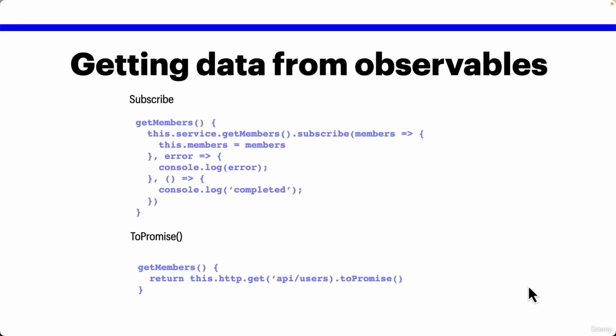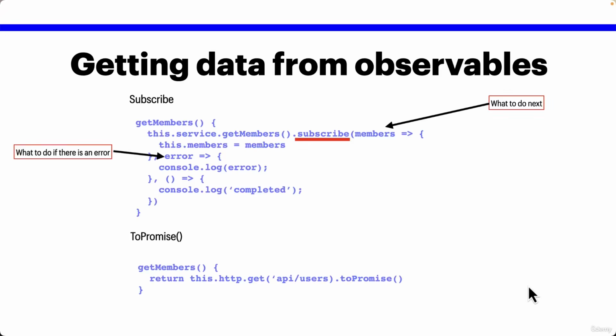Observables are lazy, as I mentioned, so we have to use the subscribe method in order to actually get the data from there. And then we supply the subscribe method with what to do next. What do we do once we have the members? And then we can set a property in our Angular class component. We also can specify what to do if there's an error, and also specify what we want to happen when the observable has completed.